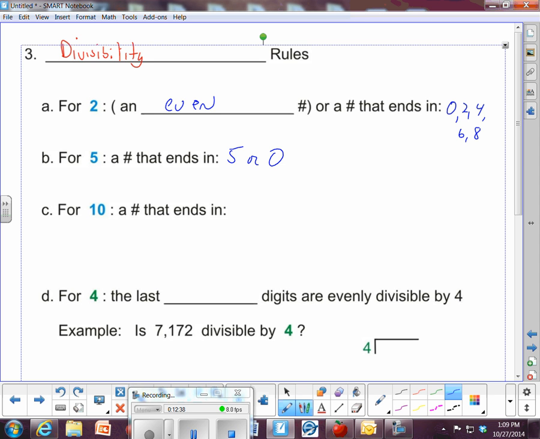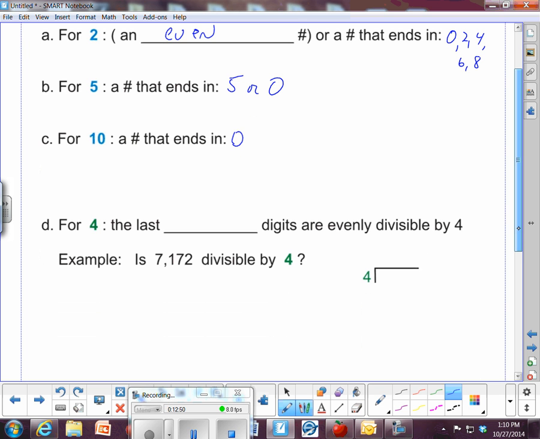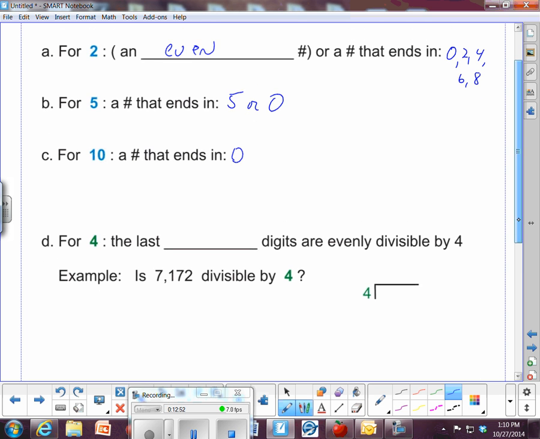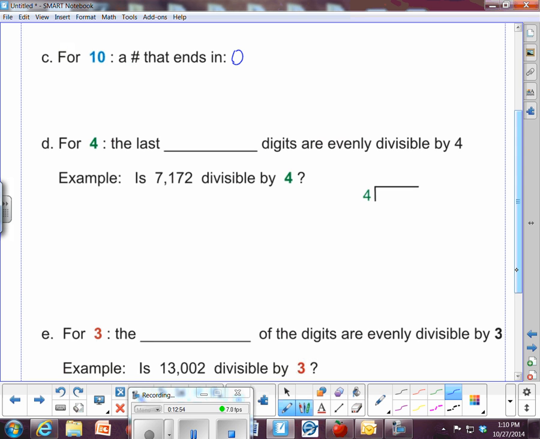Is a number divisible by 10? Okay, with 10, it's got to end in a 0, right? The number's got to end in 0 if it's going to be divisible by 10. Otherwise, no. So those first 3, no need to show any work. They're very simplistic, very straightforward if they end in those numbers.